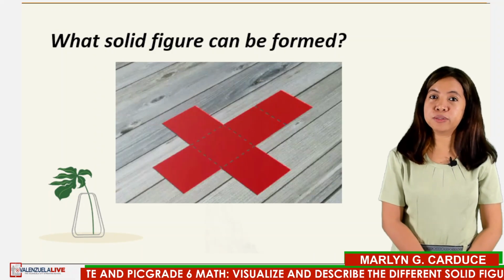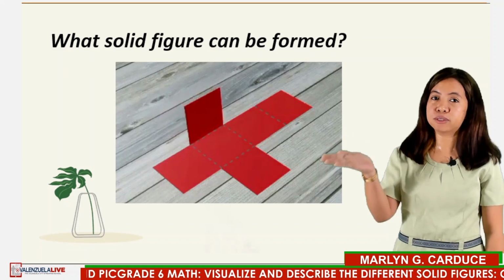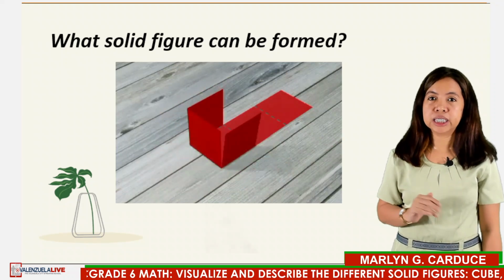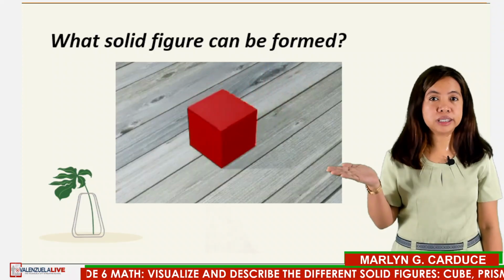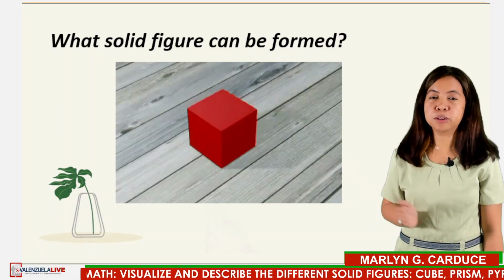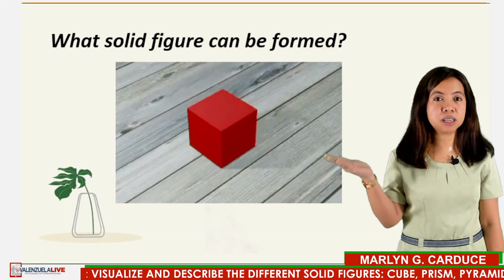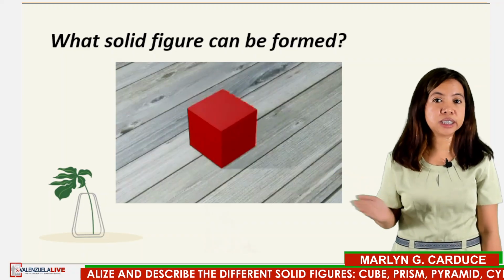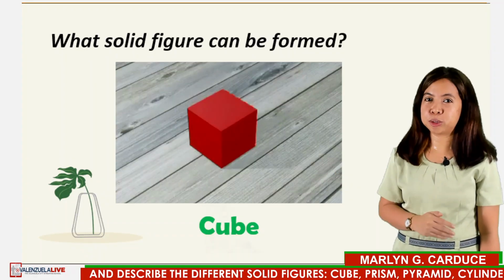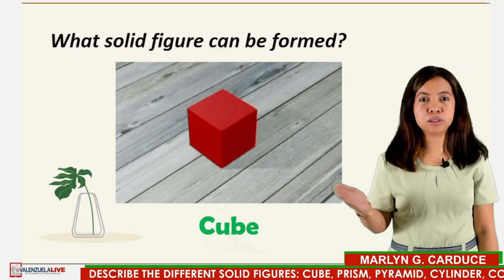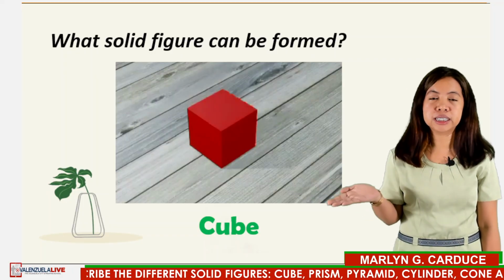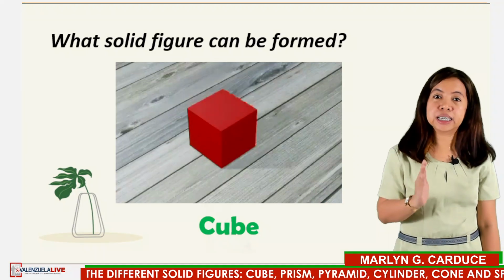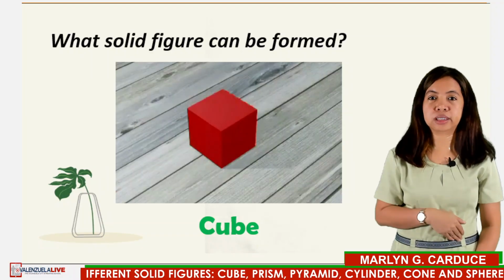Okay, for our first example of a net, if we fold the net, as you can see, we can form a three-dimensional figure or a solid figure that is a cube. Very good. So a cube is composed of 6 congruent squares.